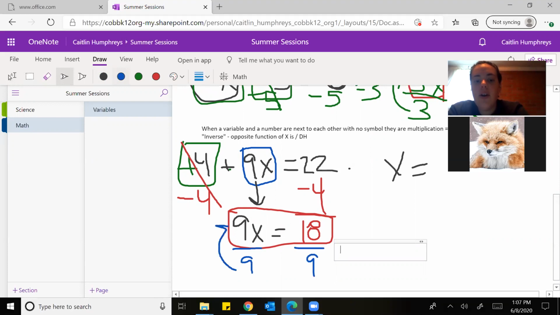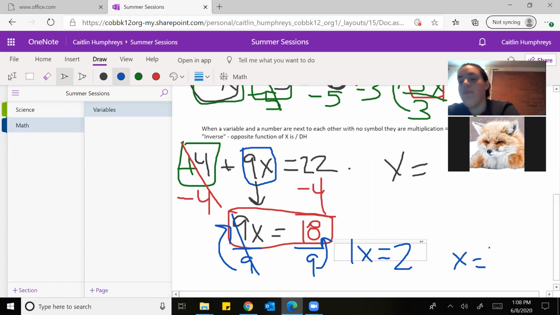9 goes into 9 one time. So 1x is equal to, 9 goes into 18 2 times. So one of those x's is equal to 2. The way you'll see this written is x equals 2. We pretend that that 1 is always there because what we're saying is one of those x's is worth the integer of 2.